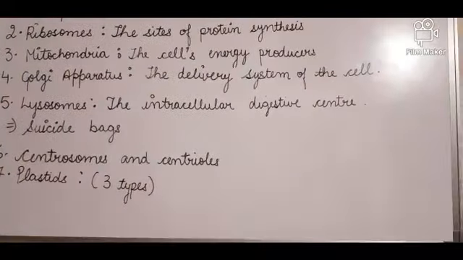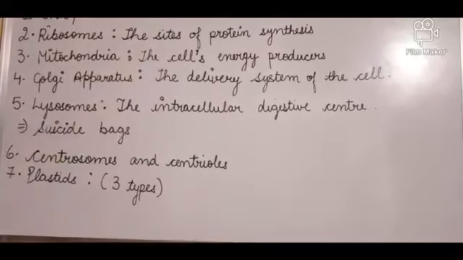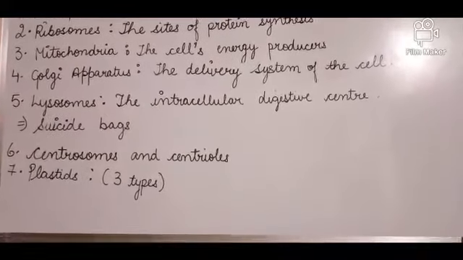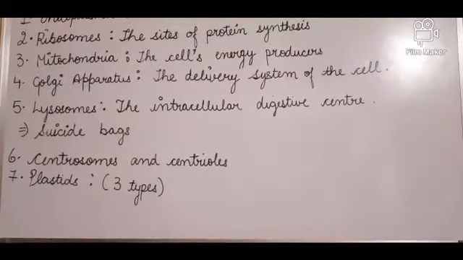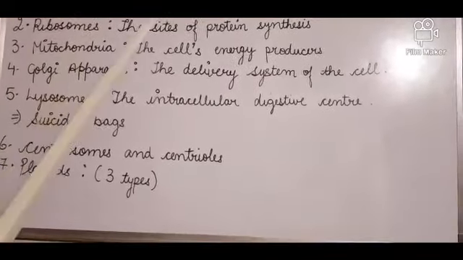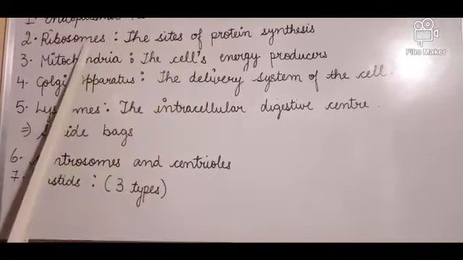Then coming to the next, the ribosomes. Here I have written, the sites of protein synthesis. These ribosomes are very small bodies which are scattered freely throughout the cell in the cytoplasm, and their function is to synthesize proteins. So the protein is synthesized in the ribosomes.